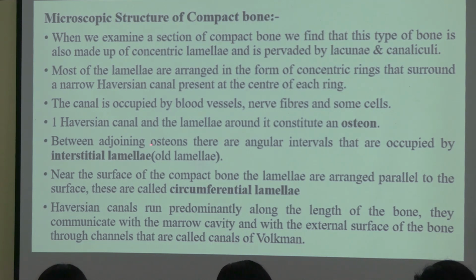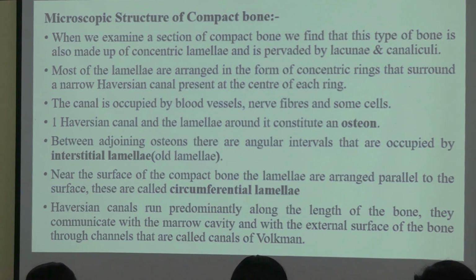Now between the adjoining osteons, angular intervals are there, which are filled by the interstitial lamellae, and these are the older lamellae. Next, near the surface of the compact bone, lamellae are arranged parallel to the surface, and these are called circumferential lamellae. Haversian canals run predominantly along the length of the bone. Very important: through the Haversian canal, blood vessels, nerves and lymphatics pass.